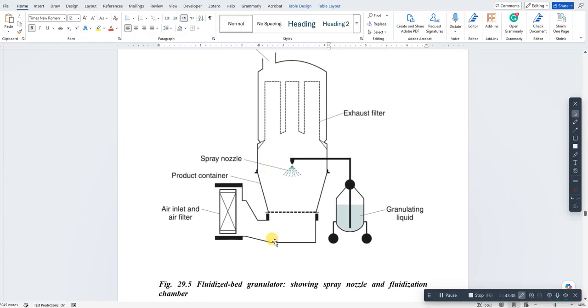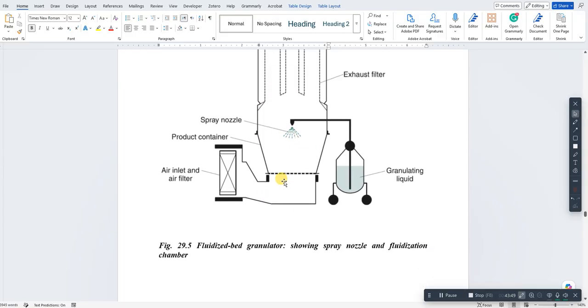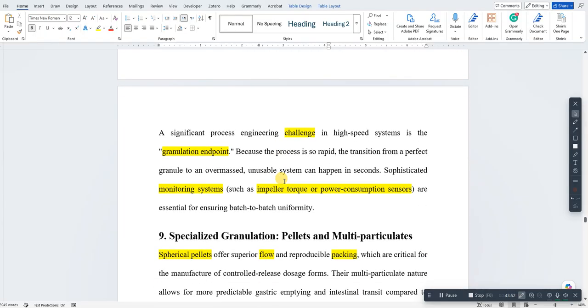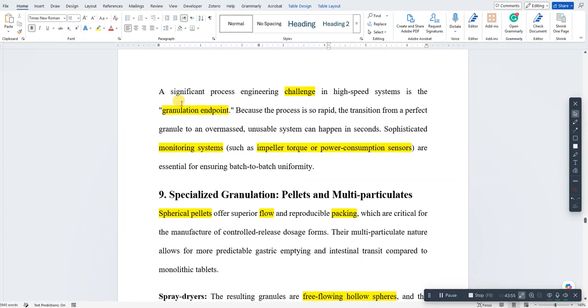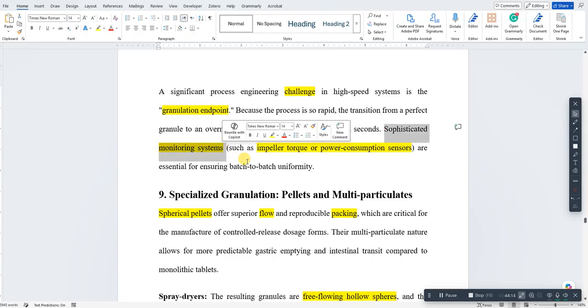This is the fluidized bed granulator. Here you will have your powder mass, and binder solution will be sprayed, and everything is happening in the same equipment. We talked about granulation endpoint, and we said that one of the biggest challenges is when to stop, because you don't want to over wet or under wet your granules. To overcome this problem, we have sophisticated monitoring equipment such as impeller torque.